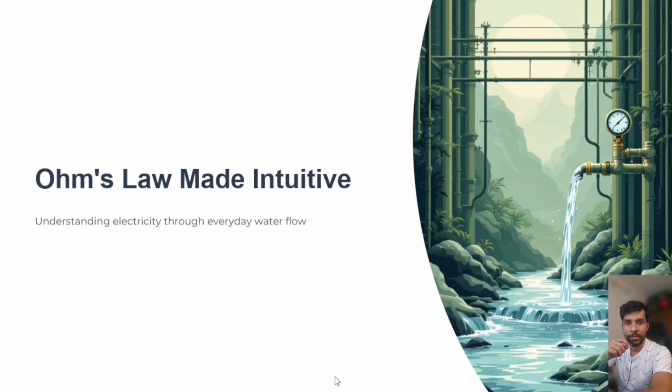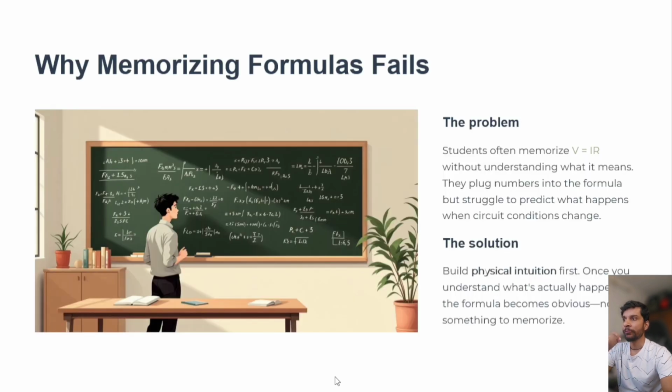We have studied voltage, we have studied current. Now we are going to study something which connects both of them, which is called Ohm's law. Okay, so V is equal to IR. We all have seen this and we all have memorized it also. We all have used it in exams. But if somebody changes the circuit, we will never know what is going to happen. And that is a real problem.